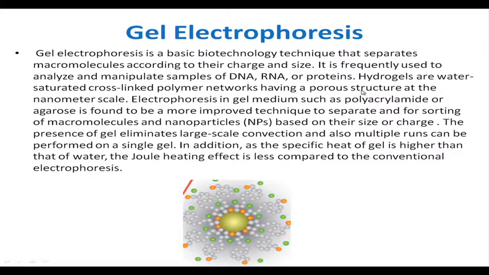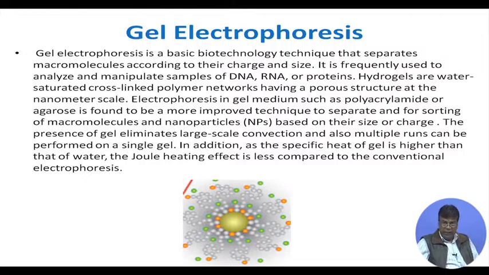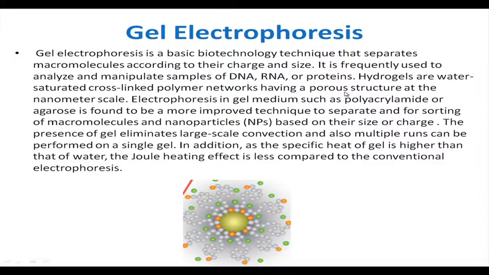Now, next, and this will be our last topic on electrophoresis, is gel electrophoresis. This gel electrophoresis is a very important aspect of electrophoresis, because through gel electrophoresis the sorting of particles and DNA and other things can be done very nicely and efficiently, and also gel has the advantage that it can be used several times. Another thing is that the Joule heating effect is low in the hydrogel.